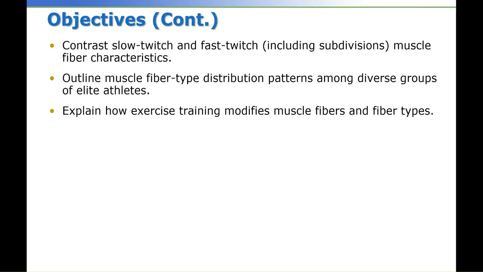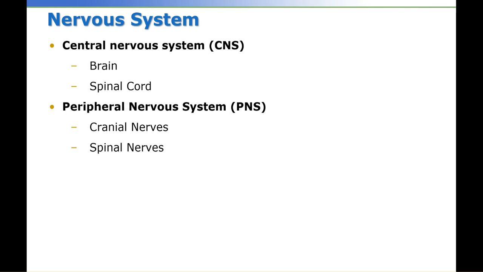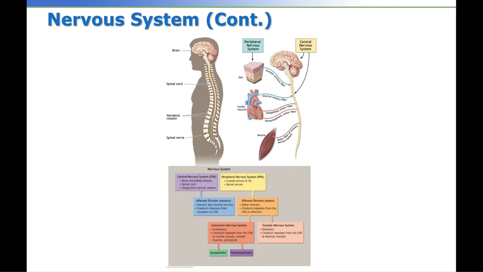Muscle fibers and fiber types. Nervous system, you have the central nervous system, brain, spinal cord, and then peripheral nervous system, PNS, which is cranial nerves, spinal nerves. Okay. So the nervous system, you have the brain, spinal cord, vertebral column, spinal nerves.